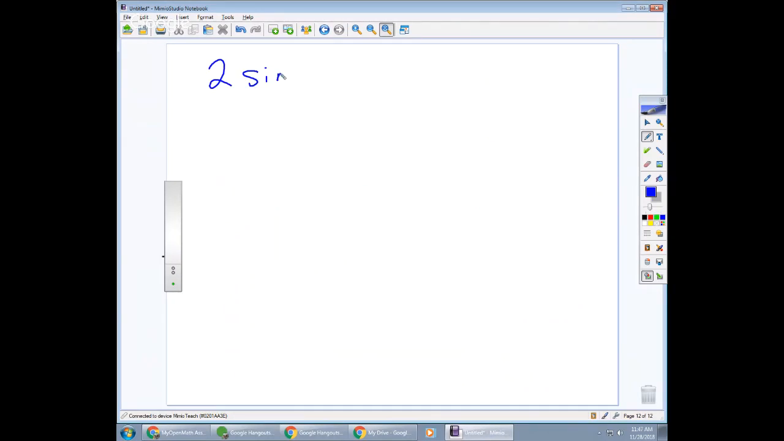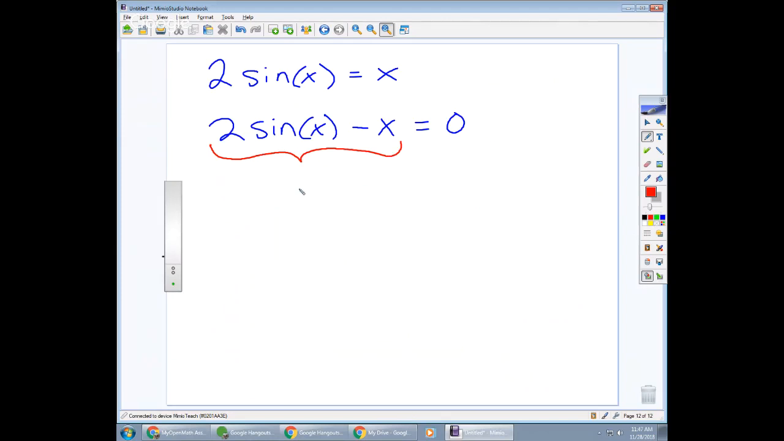Twice the sine of x equals x. So to solve this with Newton's method, I have to get 0 on one side. So I would say, okay, take twice the sine of x, subtract x, equals 0. Once I have 0 on one side, then this thing over here must be my f of x.